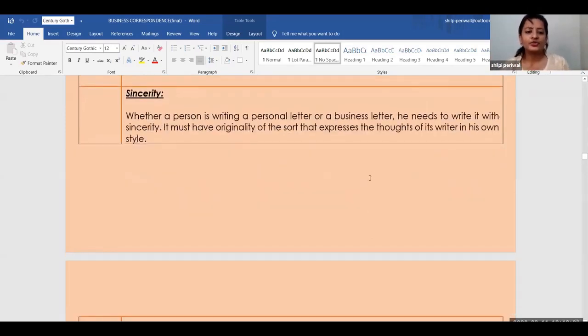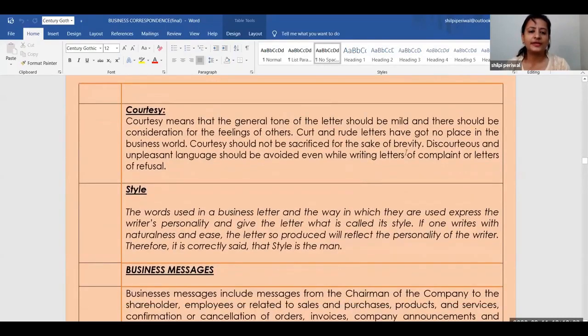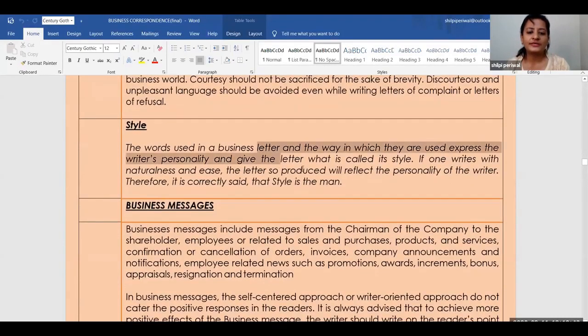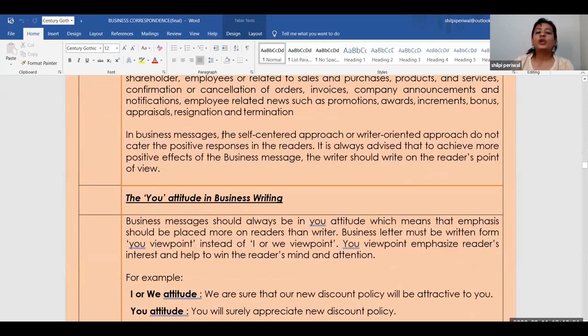Sincerity, all of you understand, you should be sincere enough. Courtesy should be there. You can have a personal style. You should not have a self-centered approach or writer-oriented approach. Means you should not write the letter in a way that you only bother about yourself. You should not say, see, this is how I want things, but this is not how it is done. I want it to be done like this. I felt bad. It should not be a very self-centered approach.